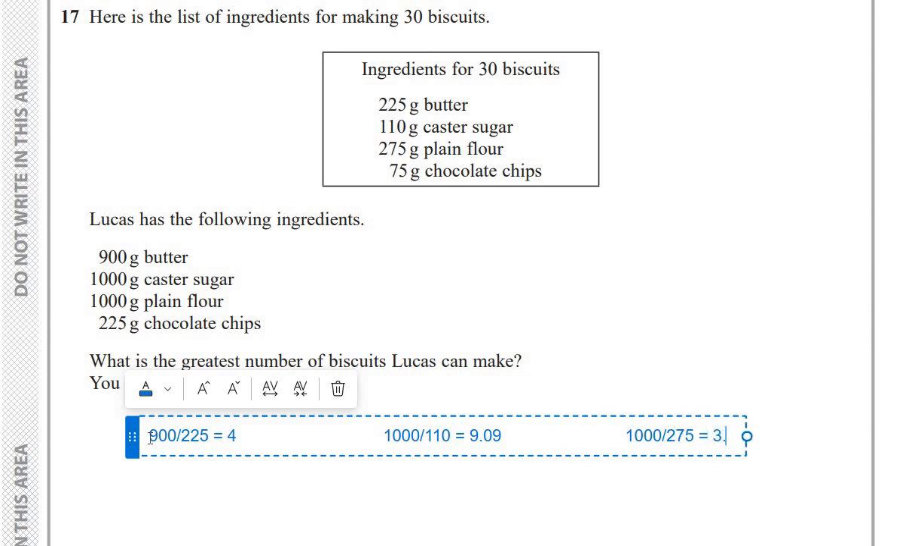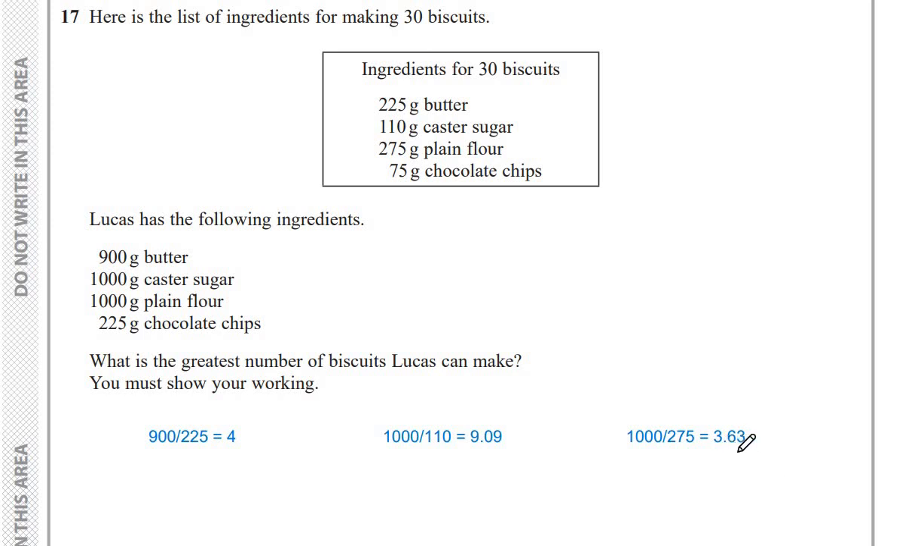That gives us 3.63. So it looks like the minimum is 3.63. That means that he can make 3 batches of biscuits, and each batch would have 30 biscuits. So the greatest number of biscuits that he can make is going to be 90 with these ingredients.